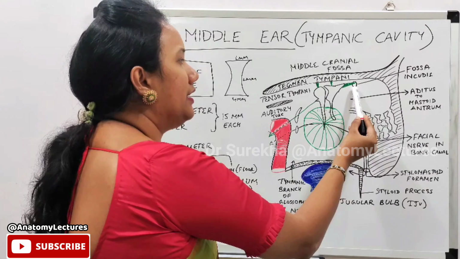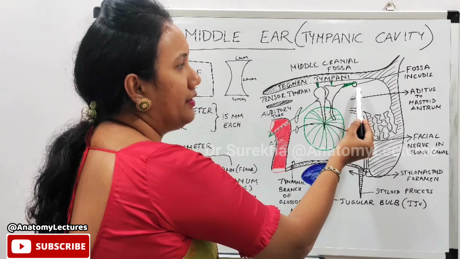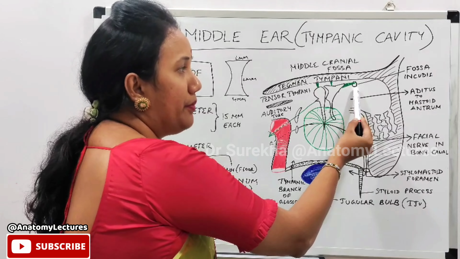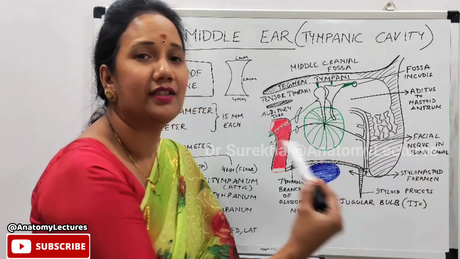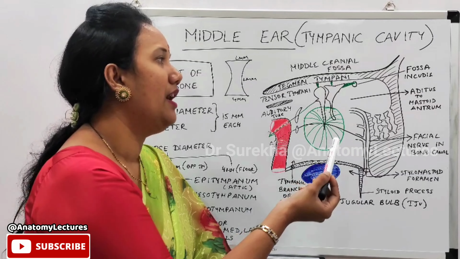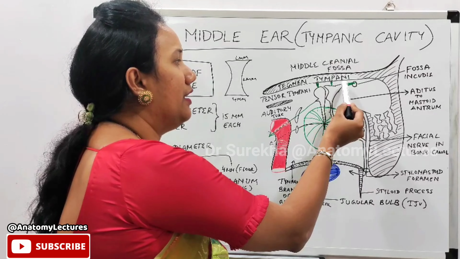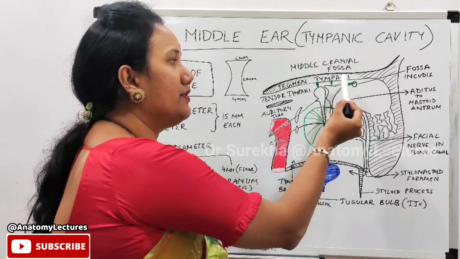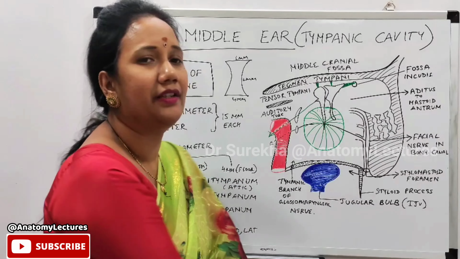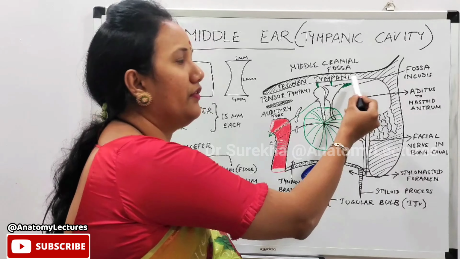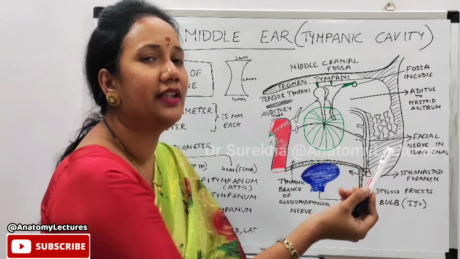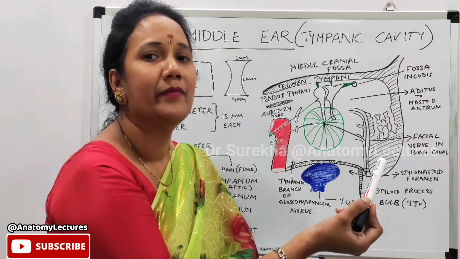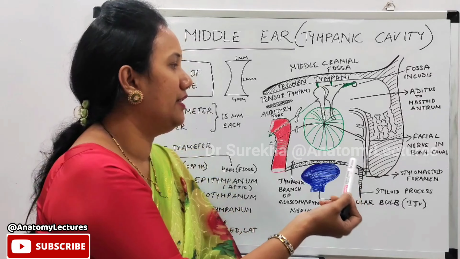And near the aditus to mastoid antrum, you can see one small depression which is referred to as fossa incudis. So this is a small depression, and you see the short process of incus is suspended from the fossa by means of a ligament. So this is the fossa incudis, the second feature which is present in the posterior wall of the middle ear.